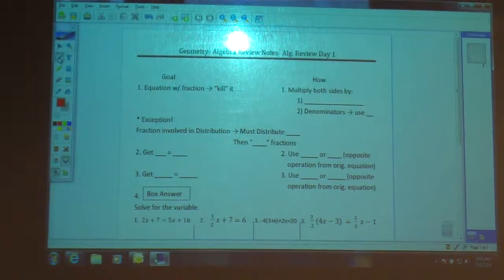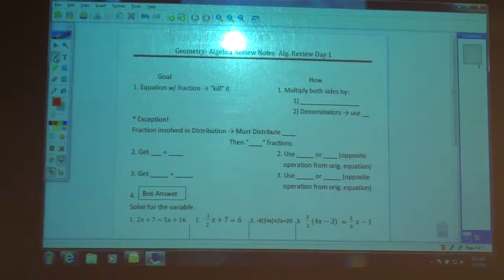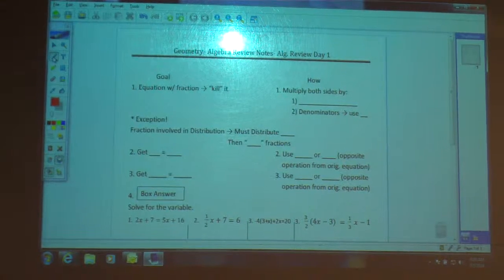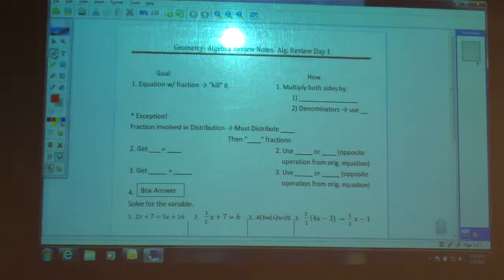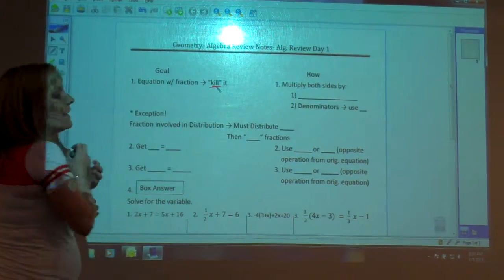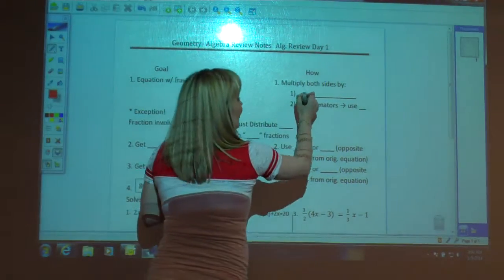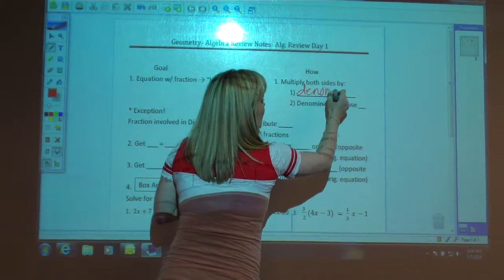We're going to do our first algebra review stuff, solving equations. You're going to have some equations today that are going to have fractions in them. Remember, we always want to kill our fractions first. In order to do that, you multiply by the denominator to the whole thing.